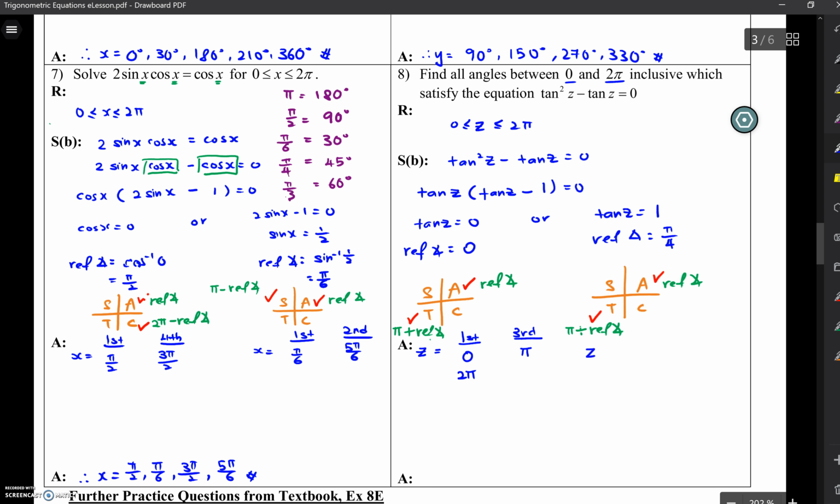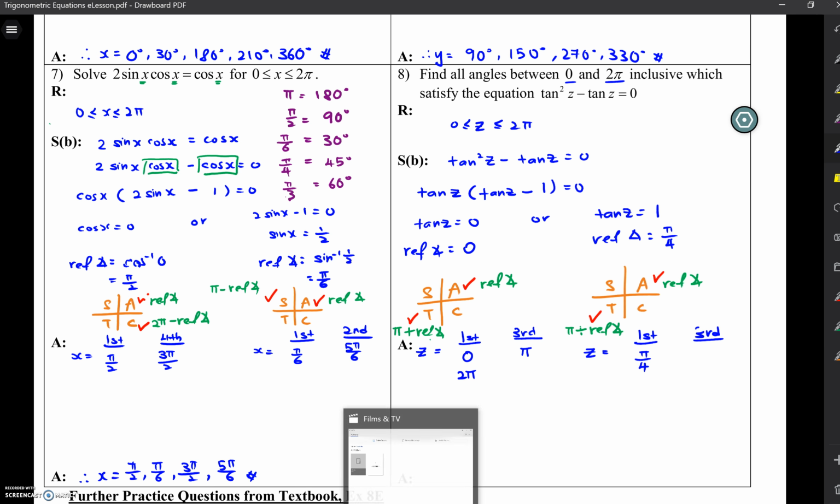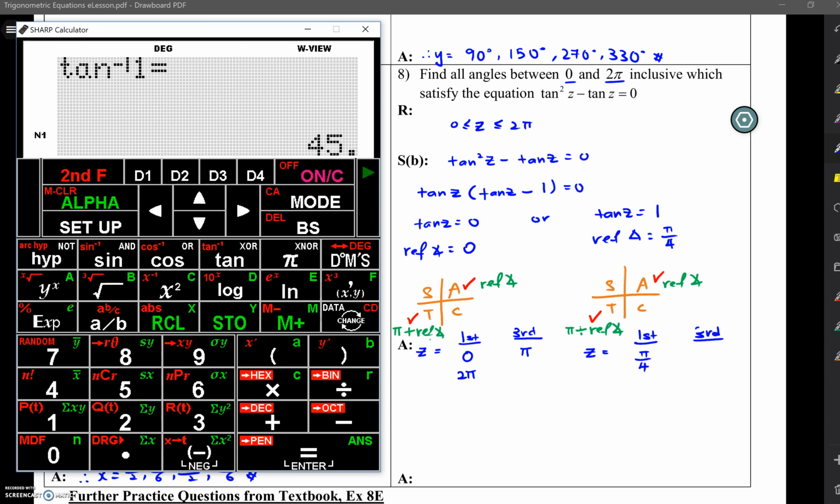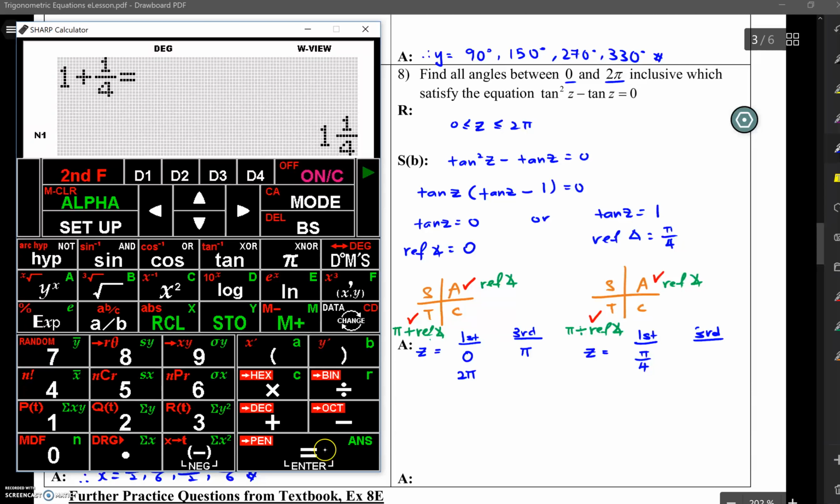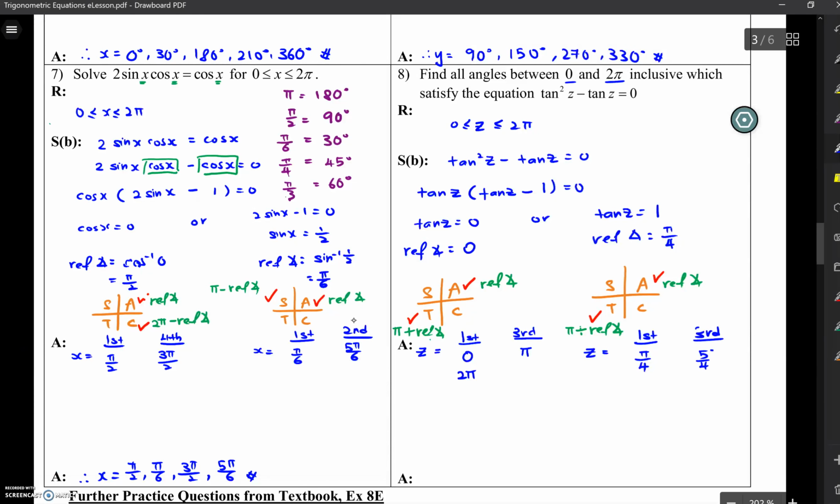Okay, now for the right-hand side, similarly, I have z equals the first quadrant and the third quadrant here. First quadrant being pi over 4. Third quadrant being pi plus pi over 4. Similarly, I can use my calculator for that. I'll just write 1 plus 1/4 here. We always like to use improper fractions, so it's 5 over 4. So I just need to write it as 5 over 4 pi, or 5 pi over 4.